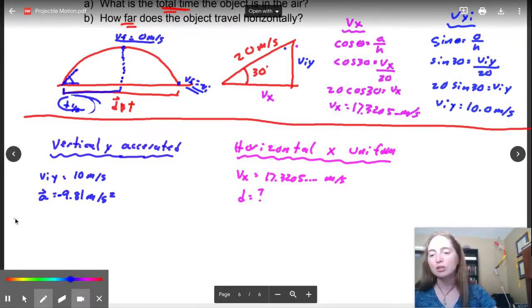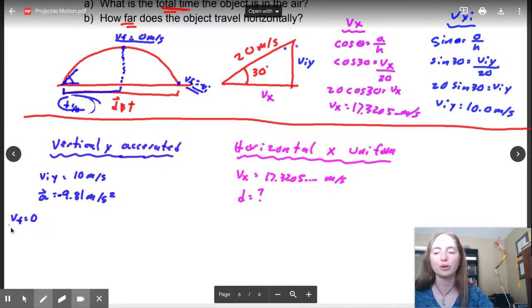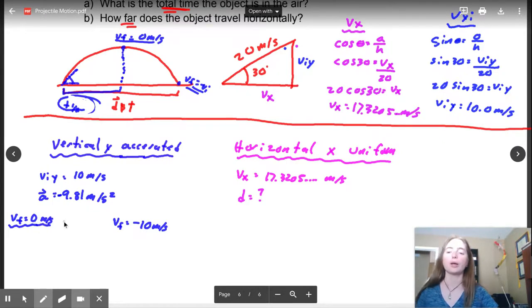Okay. So I'm going to go two different routes. I'm going to label this as VF equals 0 for this half. And then over here, my VF is going to equal negative 10 meters per second. And that should have my units. Okay, so there's two different ways of going about this, and I'll show you both.